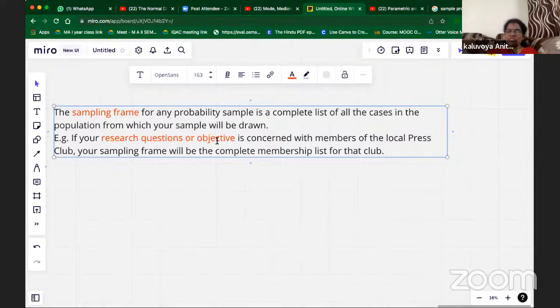Based on your objective, your title is framed. Based on your objective, your questions are framed. If you frame your questions properly, then only you will achieve the aim of your research, which is the main title of your research. I hope you are understanding this, right?